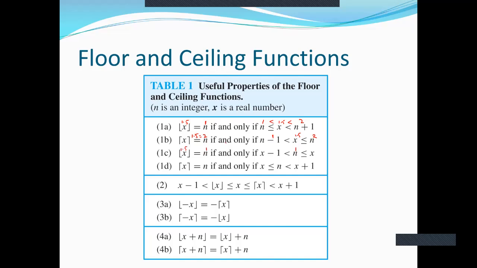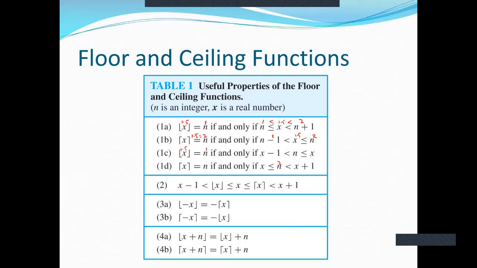Similarly, if we take the ceiling of x equal to n, if and only if, then this n is greater than or equal to x and always less than x plus 1. Take the same example. If x is 1.5 and we take the ceiling, then the ceiling of 1.5 is 2. So n is equal to 2, which should be greater than or equal to x. x was 1.5, obviously 2 is greater than 1.5, and it should be less than x plus 1, that is 1.5 plus 1 is 2.5. So definitely 2 is less than 2.5. So these are all the properties.